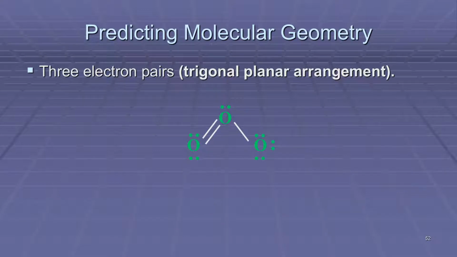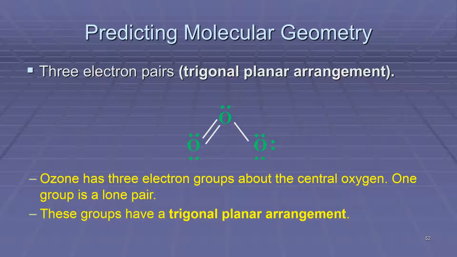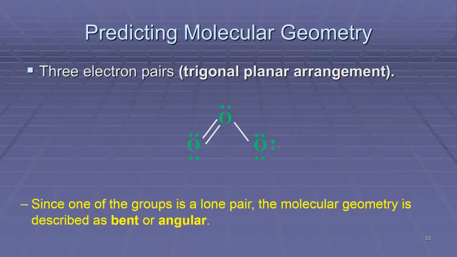Okay, so actually this ozone, O3, again, if you count just what's attached to the center O, there's a double bond, a single bond, and an unshared pair. So that counts as 3 regions. So 3 regions is trigonal planar arrangement. But since it only has 2 bonding regions and 1 unshared pair, we call that bent. So trigonal planar arrangement, but since one of the groups is a lone pair, it's bent or angular. And that's why it's drawn like this, because the unshared pair takes up the third space in the triangle. So we've got this bent shape.